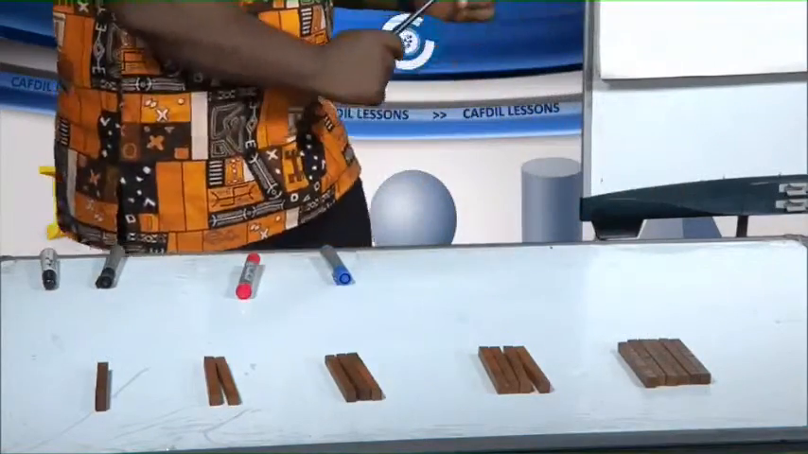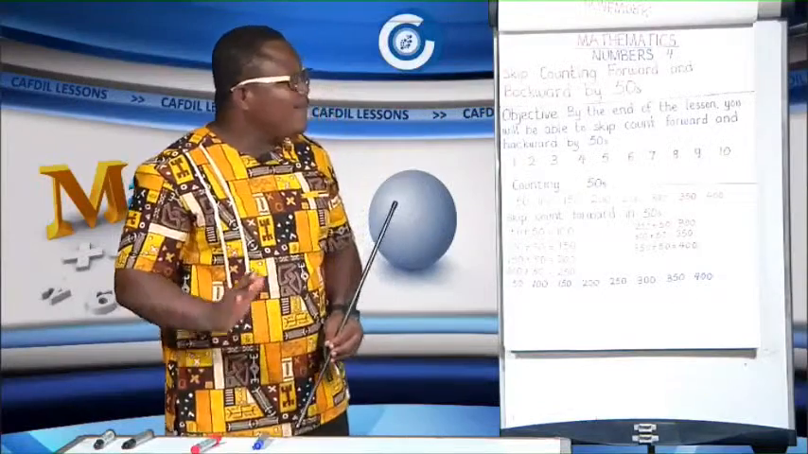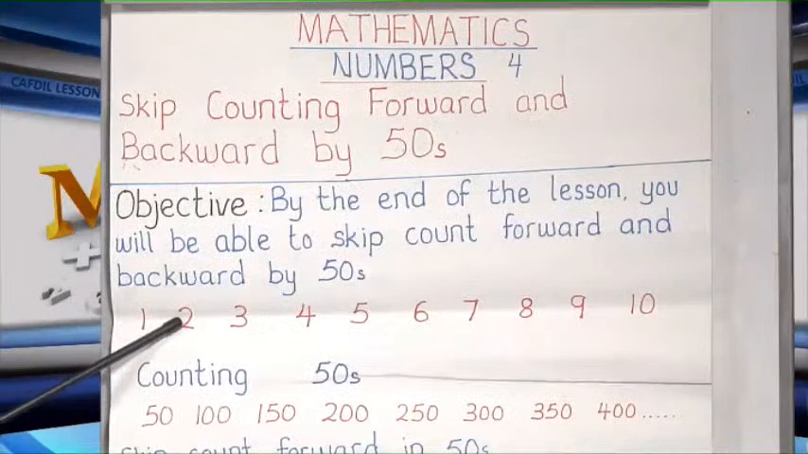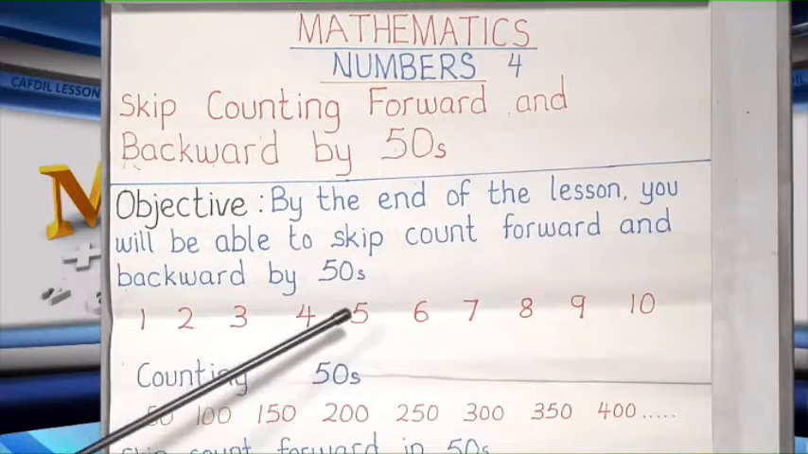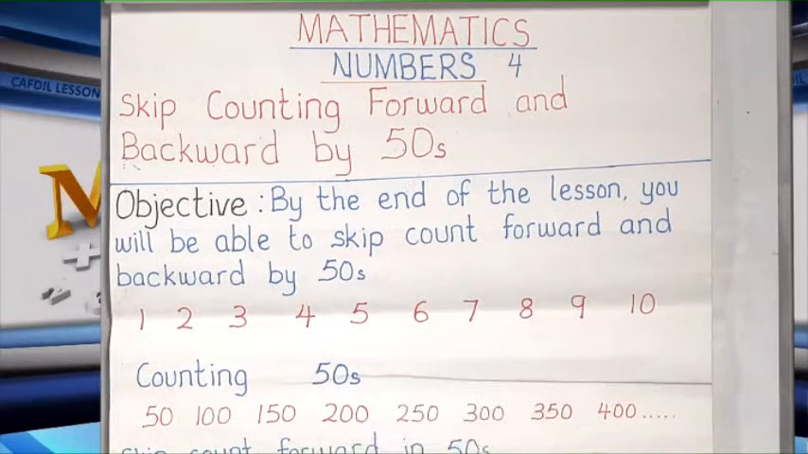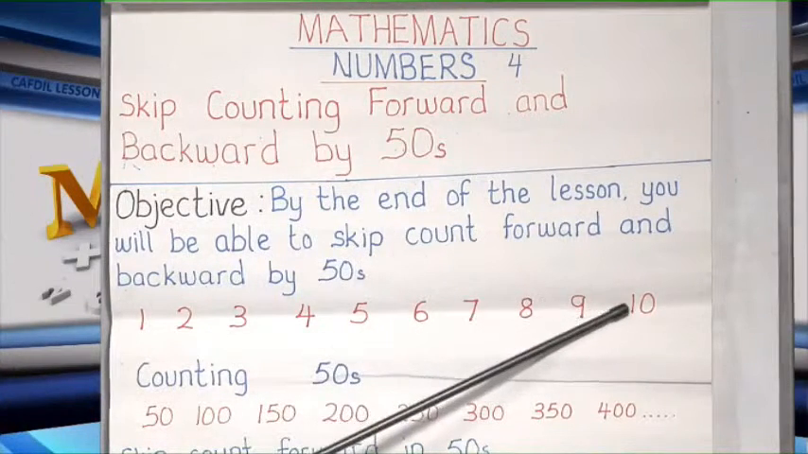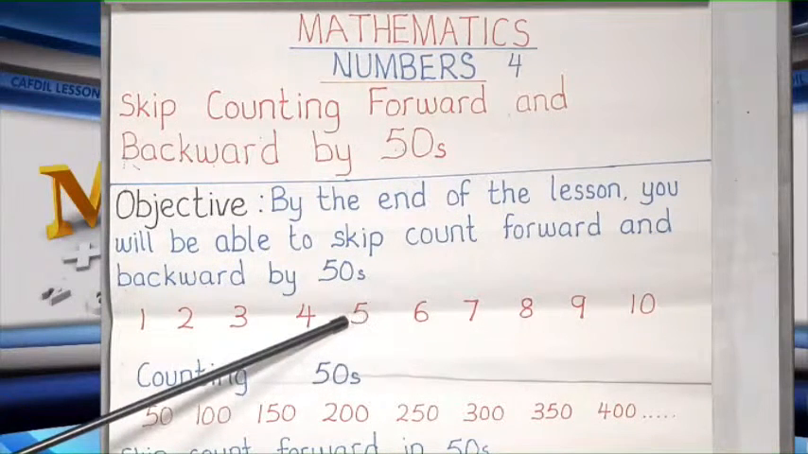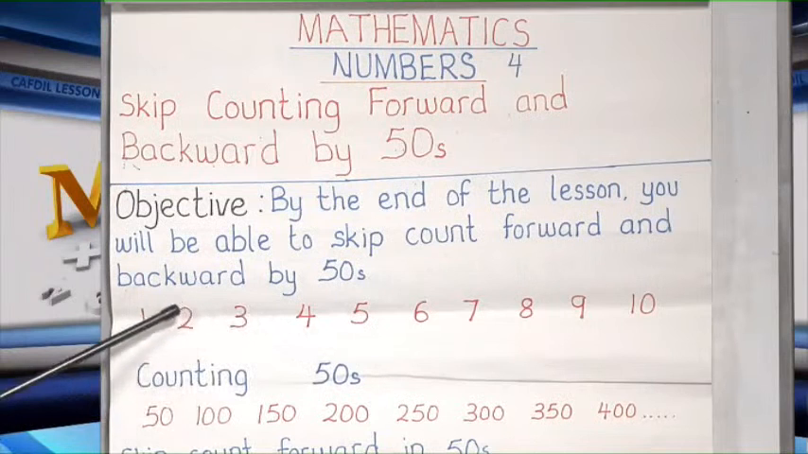But here I am saying we are skip counting forward and backward by 50s. So here it means that I will jump in 50s. So let's come to this. I have it here. 1, 2, 3, 4, 5, 6, 7, 8, 9, and then 10. So here I was counting forward. Now I want to count backward. So here becomes what? 10, 9, 8, 7, 6, 5, 4, 3, 2, and then 1.